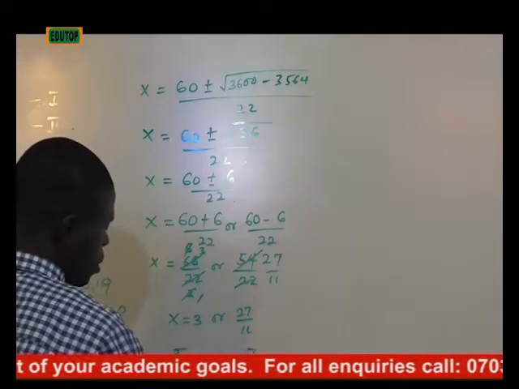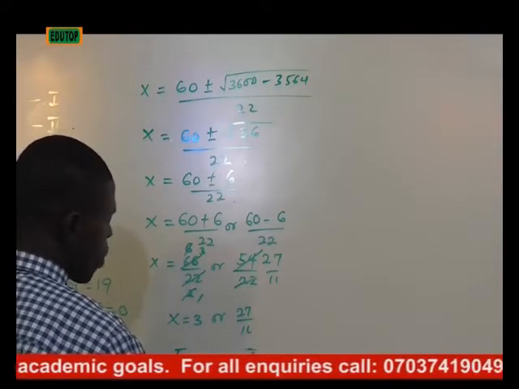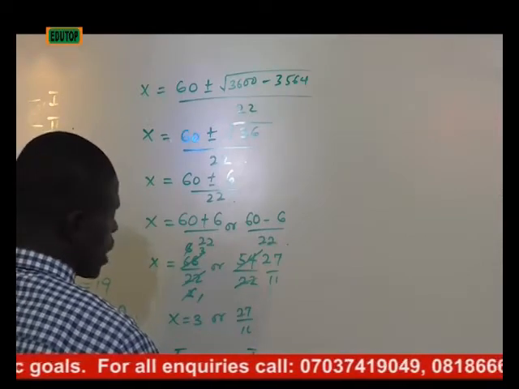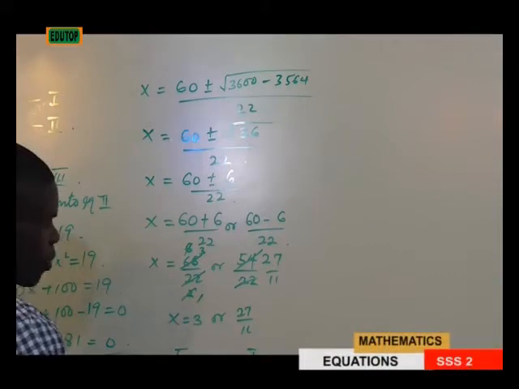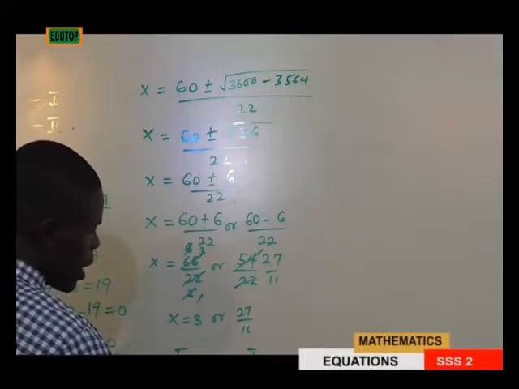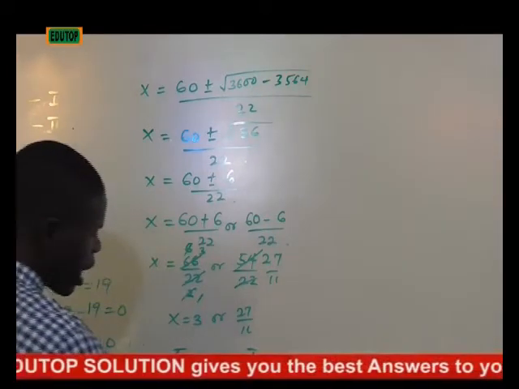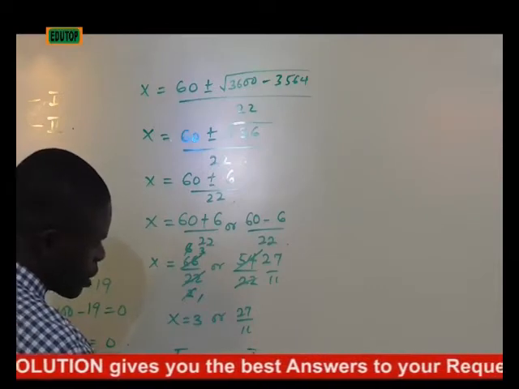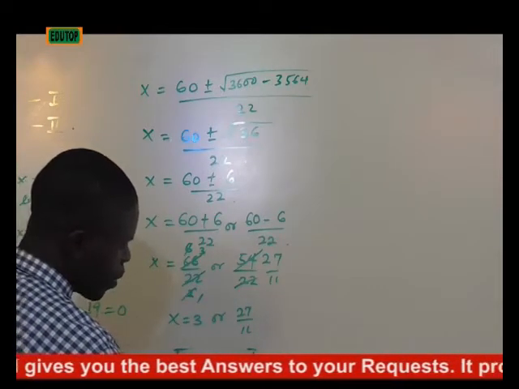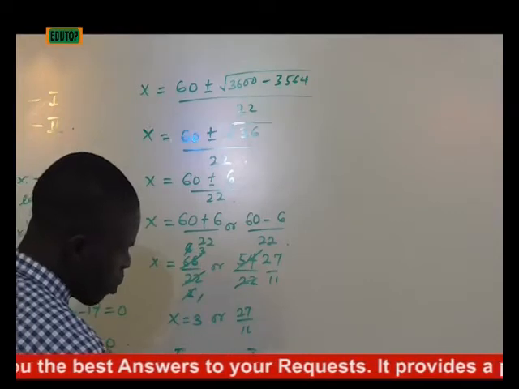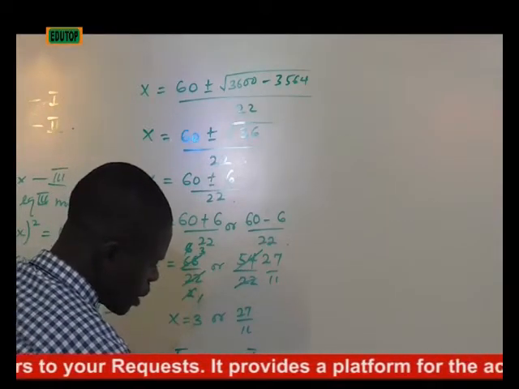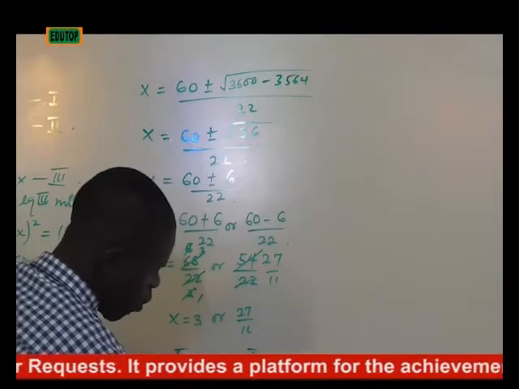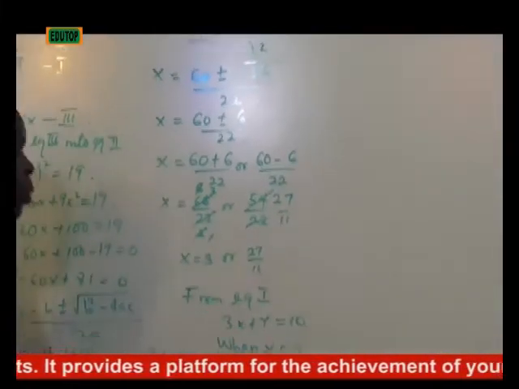1, which says that 3x plus y is equal to 10. So here, when x is equal to 3, automatically we're going to have 3 times 3 plus y equals 10. And it's going to be 9 plus y equals 10. Then our y will now be 10 minus 9. So our y equals 1 at that point.